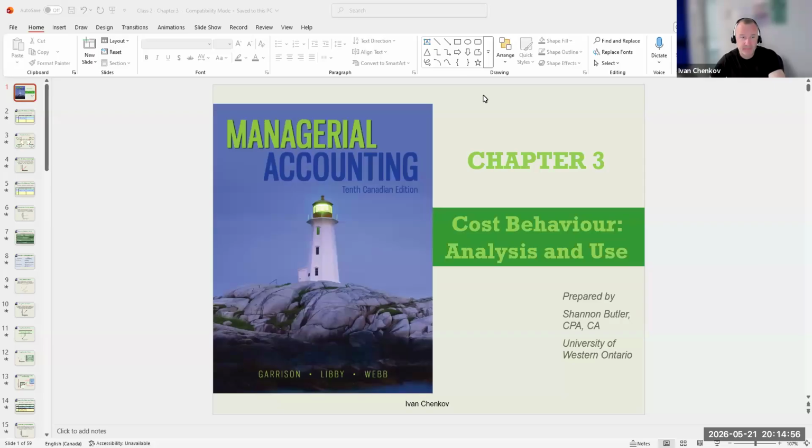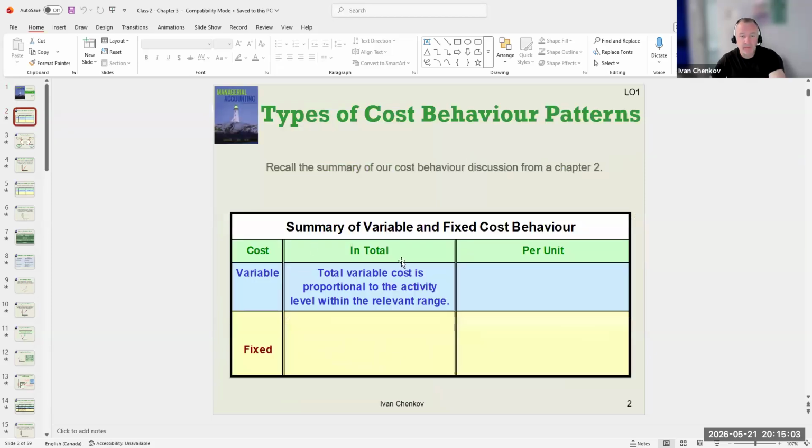Chapter 3. Let's see how the costs behave. As we said in chapter 2, costs behave two ways: as a variable cost and a fixed cost. Let's start again with the total variable cost. Total variable cost always and always increases or changes proportionally with the level of activity within the relevant range.